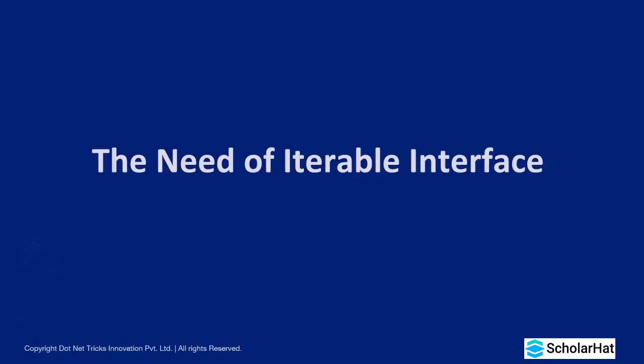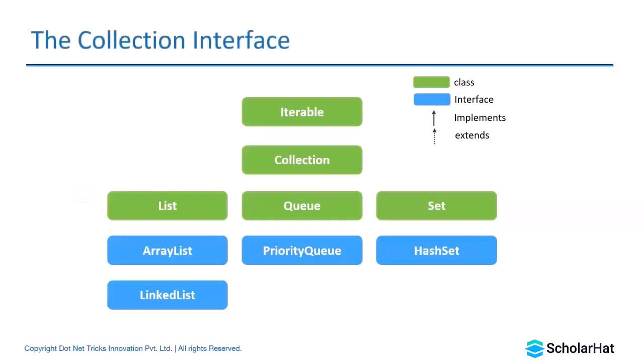Today in this session, I am going to talk about the need for the iterable interface. Then I will tell you how to overcome that scenario with the help of the iterable interface, and then we have an iterator method inside that helps in iterating over the elements of the collection. As I discussed in the hierarchy of the collection interface, iterable is the first interface that needs to be extended or implemented by the respective interfaces and classes.